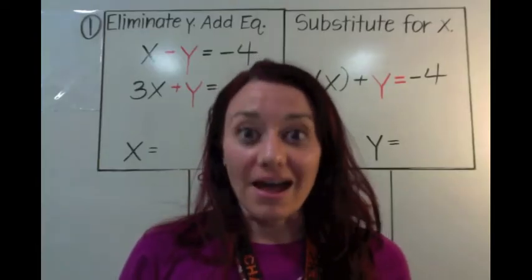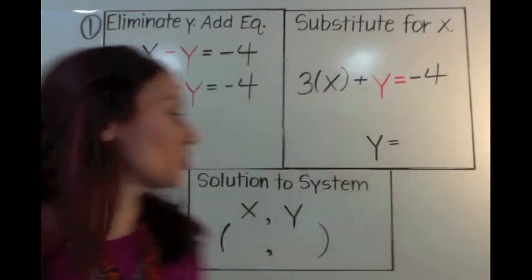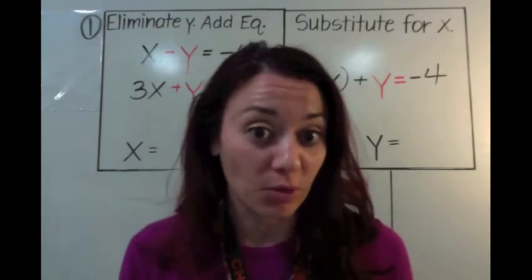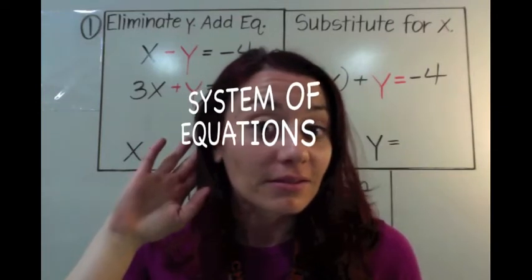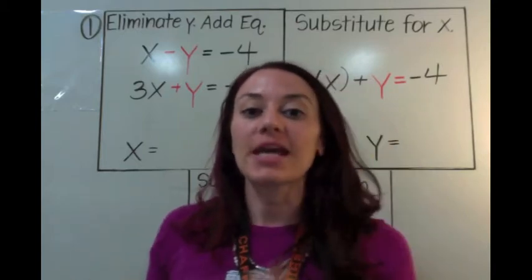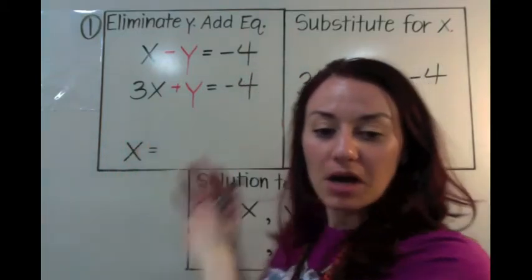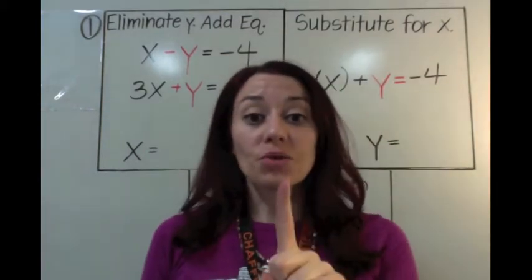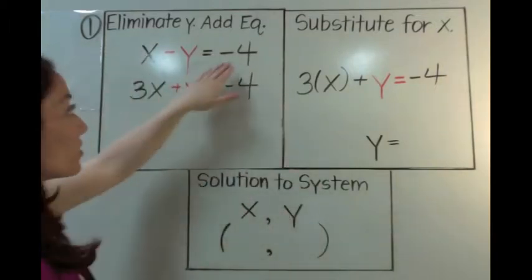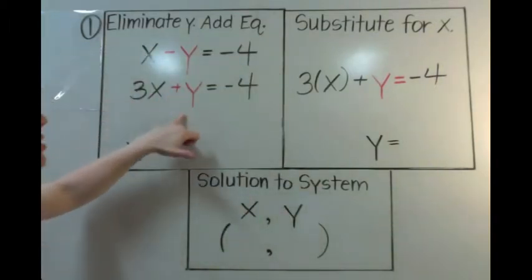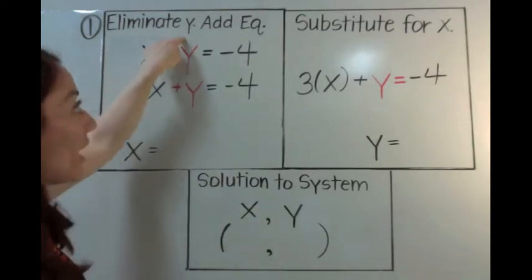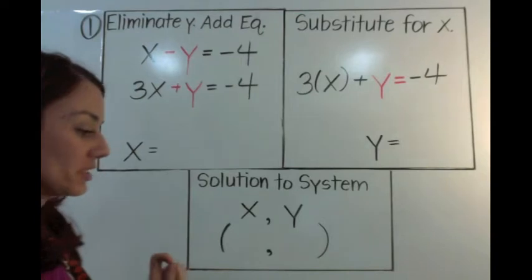So you will be asked to find a solution when you're given two equations. This is called a system of equations. Very good. So we have two equations, and I've set up some steps, and in each box it tells you what to do. So first, let's look at the equations. It says x minus y equals -4 and 3x plus y equals -4. The directions say eliminate y, add equations.